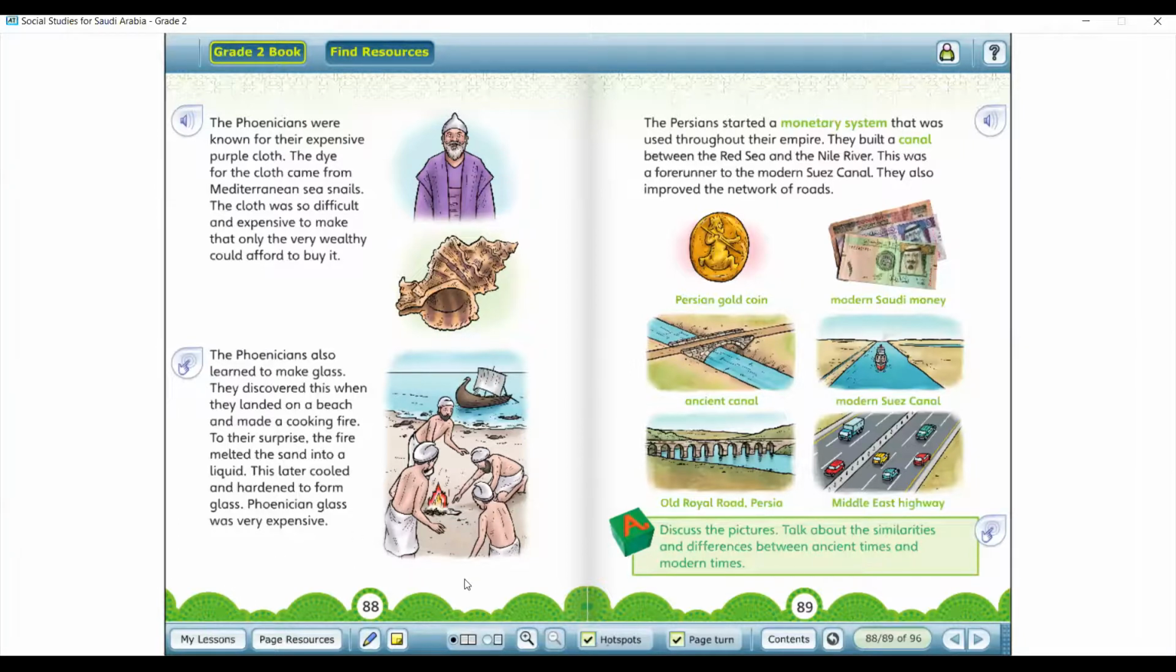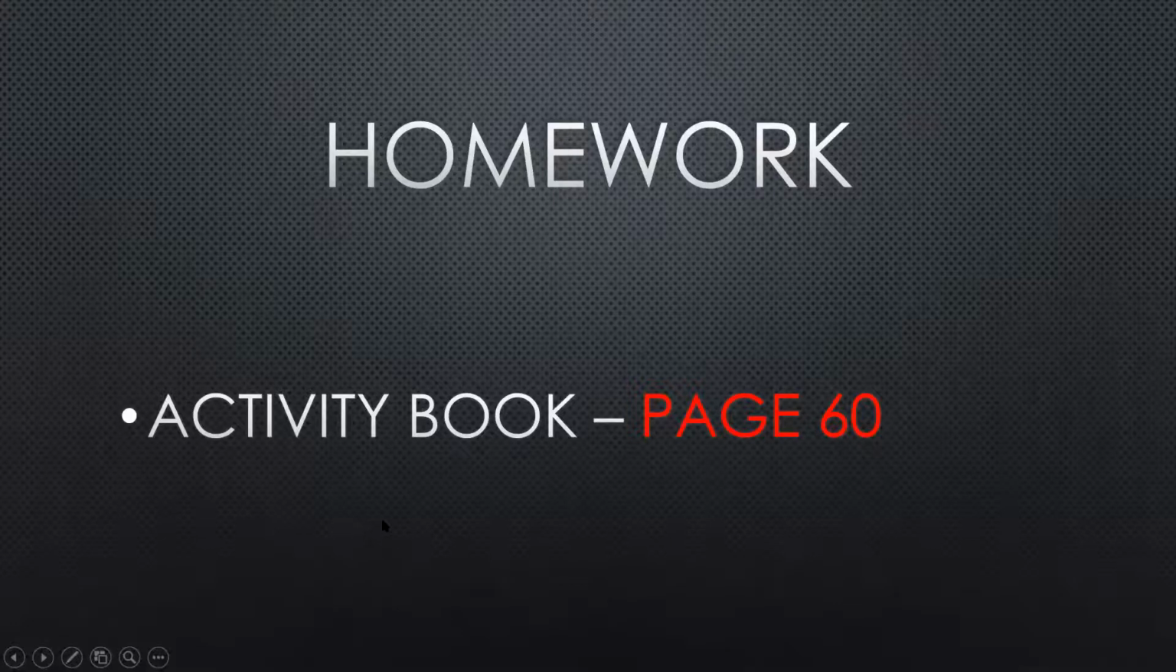So this then brings us to the end of this recording session. And just a reminder of our homework, it is in the activity book of the Social Study Grade 2. It was on page 60.